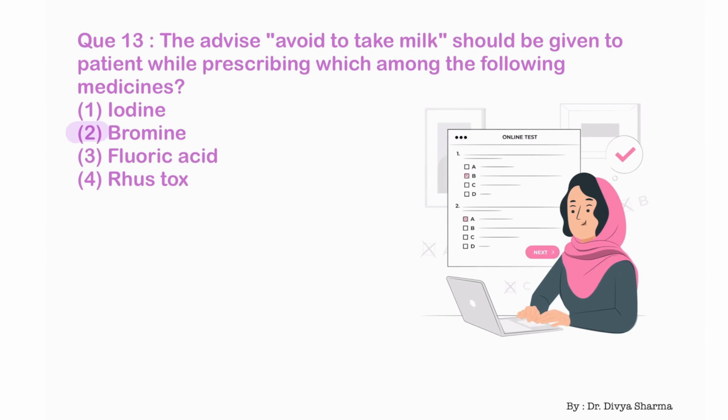Question number 13. The advice to avoid taking milk should be given to the patient while prescribing which of the following medicines? Now, according to Dr. Boenninghausen, milk should be avoided while taking Bromium. So, the correct option is option 2.